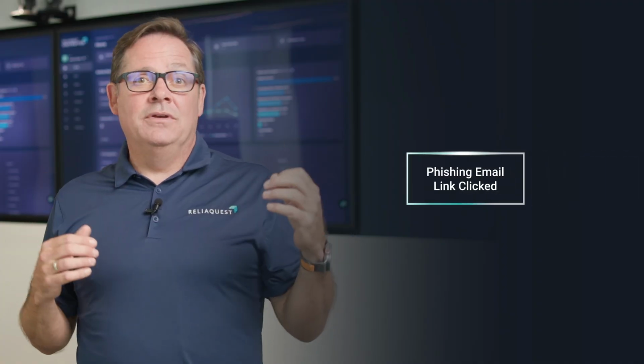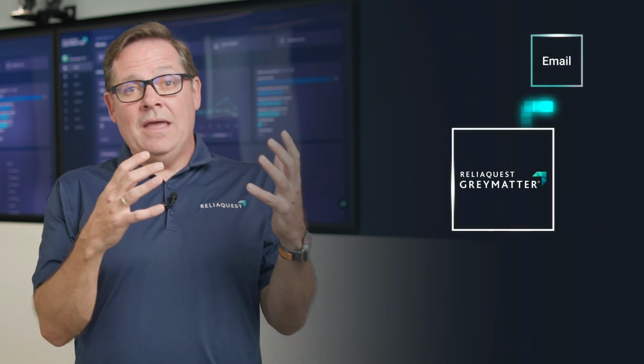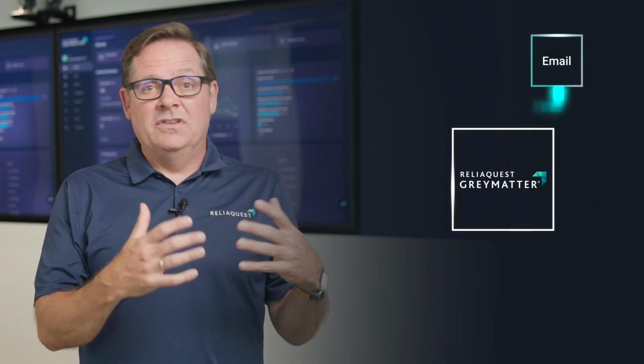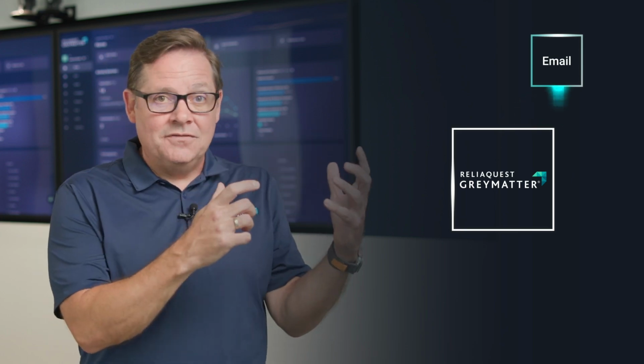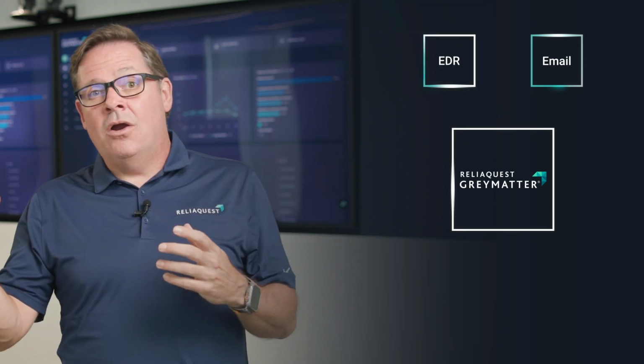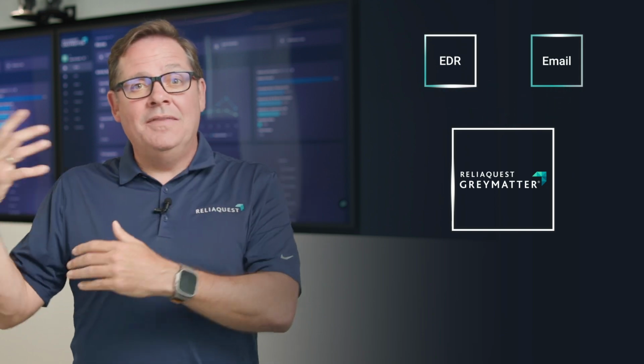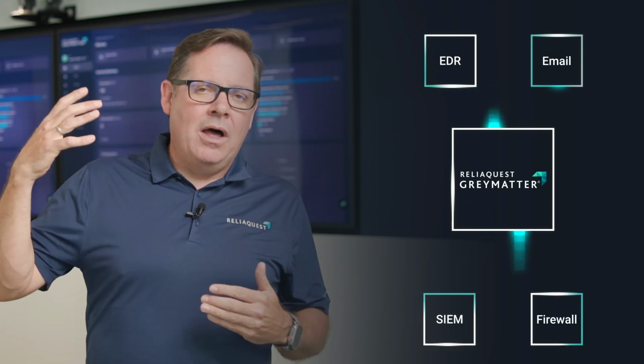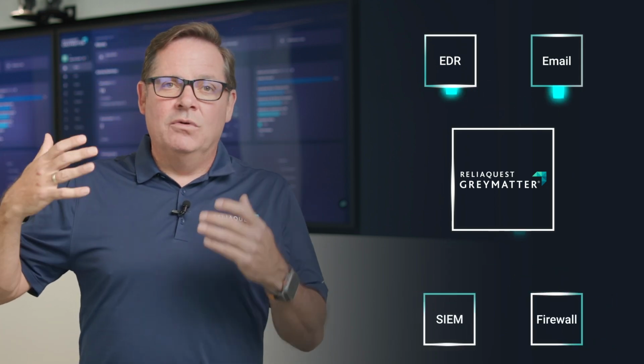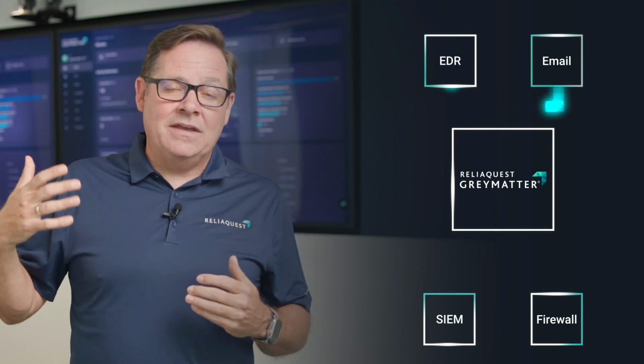A classic example is a phishing email link clicked alert, coming from your email security solution or one of your security solutions. When you get that alert, what you're going to want to do, of course, is validate that it's true. So somebody clicked on a phishing email. Can I go to my EDR or my endpoint data and say, hey, did anything happen at that same time on the endpoint? I can look at my web logs and my firewall logs to say, hey, was there any outbound communication from that device at that time?